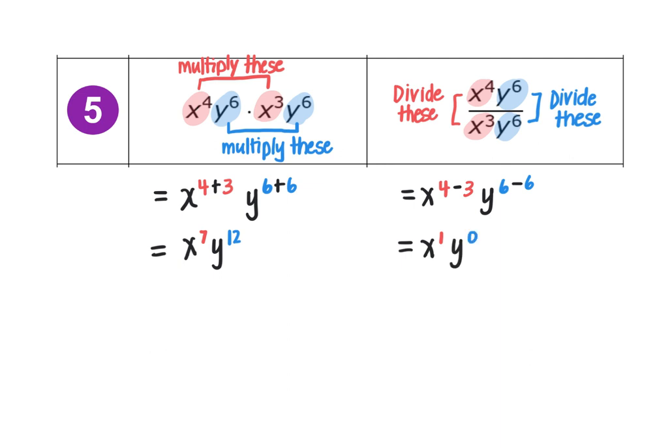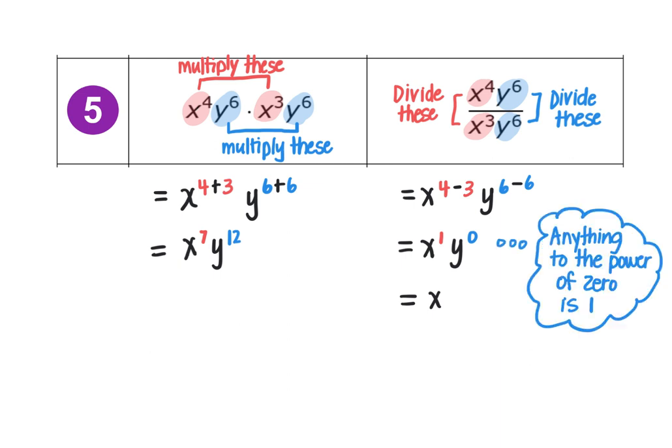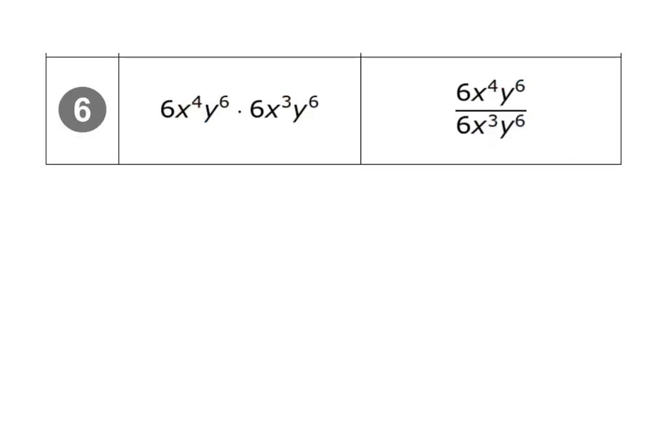Of course, y to the power of 0 can be simplified. We know that anything to the power of 0 is 1. So our final answer will just be x to the power of 1, or just x. This will be multiplied by 1, which will just remain as x times 1, or just x.